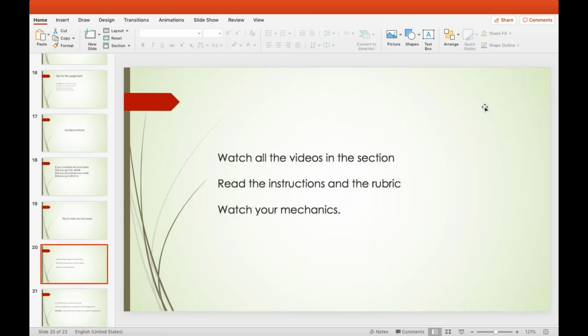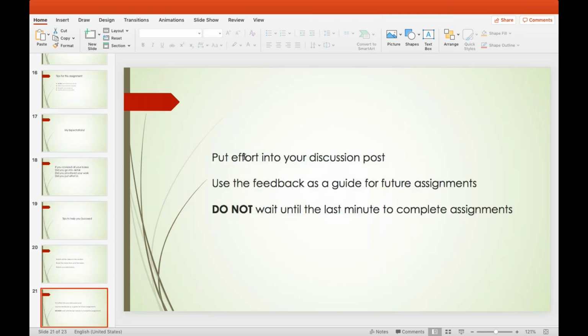Read the instruction in the rubric and watch your mechanics. Watch your spelling. If you have to have someone else proofread it, do it. Because, like I said, grammar, mechanics, that all counts. All right? And make sure you put effort into your discussion post and use feedback for the future assignments. Like I said, I don't want you to think I'm personally criticizing you, so don't take that personally. I can't stress that enough. Do not wait till the last minute to complete these assignments. All right?